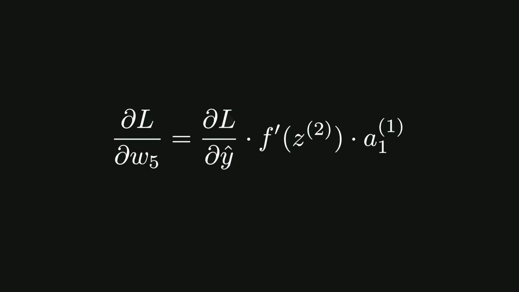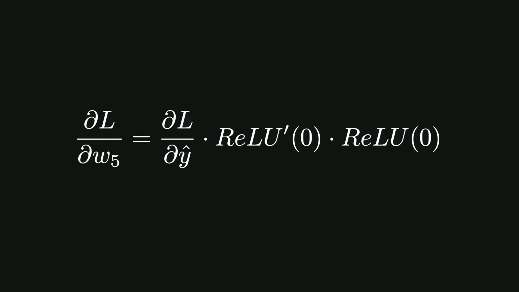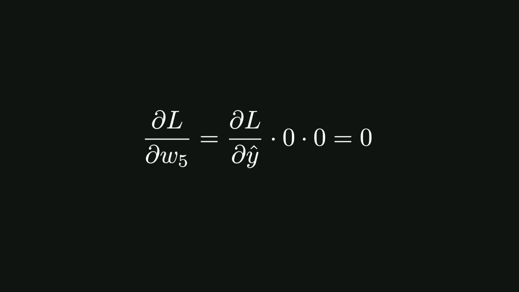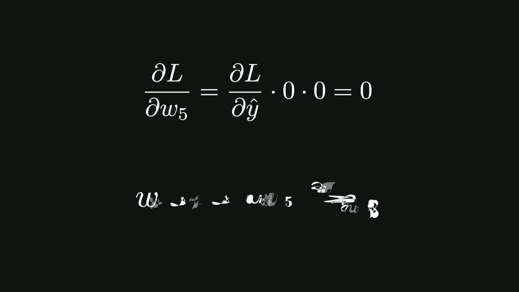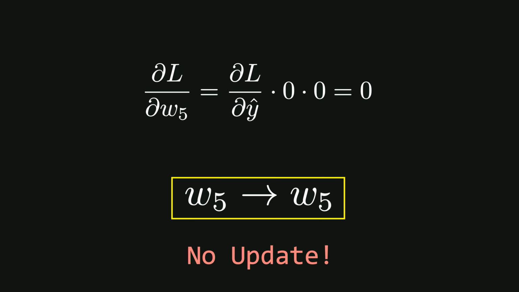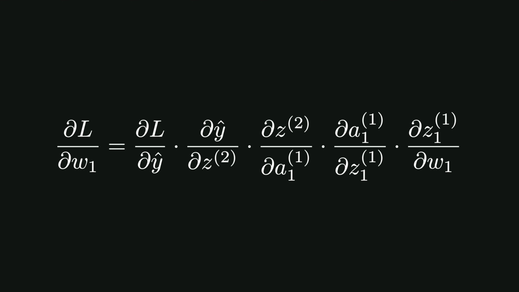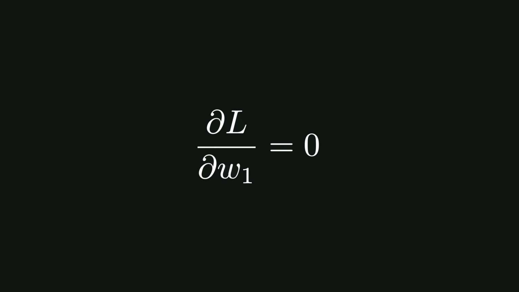When we simplify this expression and substitute the values, we will notice that it contains both derivative terms and activation terms. But in this case, both of them are 0, which means the entire gradient becomes 0. And when the gradient is 0, the weights won't update at all. So the network stops learning. The same thing will happen for any weight in the previous layer as well. Their gradients will also be 0, causing no update across the network. So, this is what happens when all the weights are initialized to 0 and the activation function is ReLU.